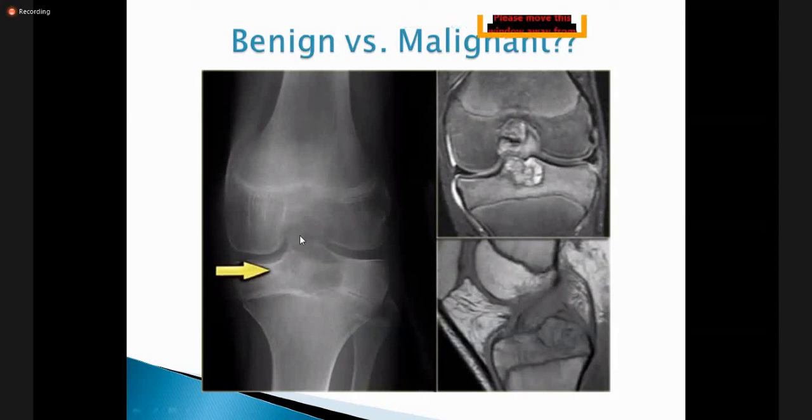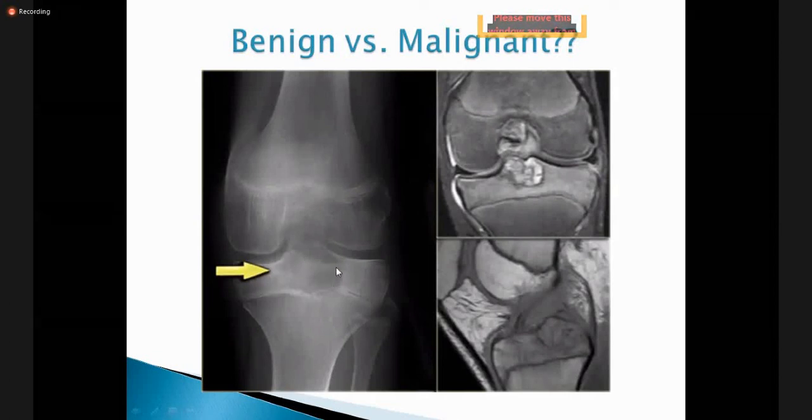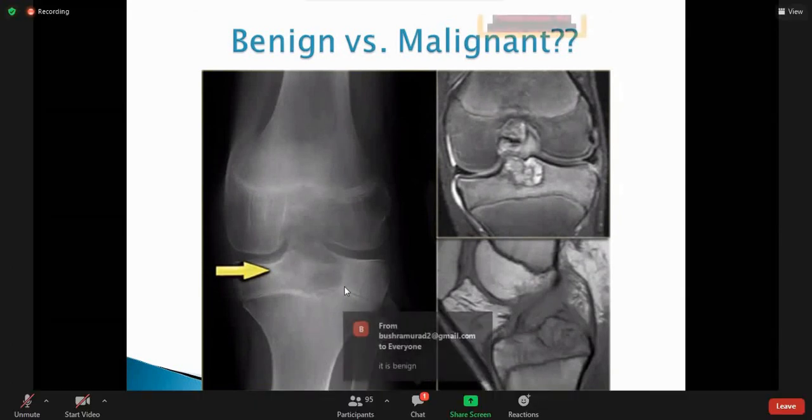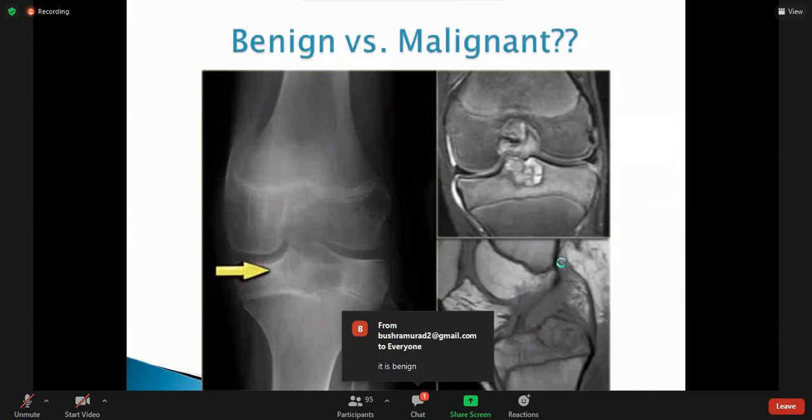There is an osteolytic lesion with no sclerotic margin. It is in the epiphysis, and this is the X-ray. This is the MRI. The cortex is intact, and there is a narrow zone of transition. No periosteal reaction. Whether it is benign or malignant, it is a benign lesion.